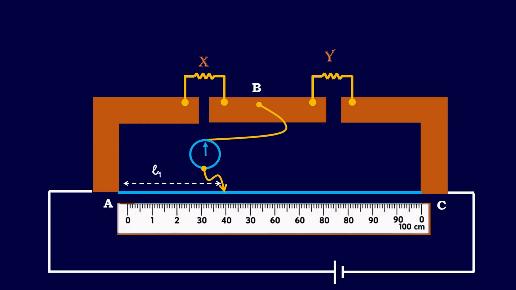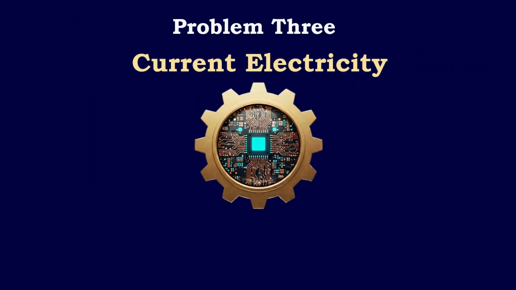Many students find meter bridge numericals confusing because they are not sure how to connect them with the Wheatstone bridge condition. In this video, we will solve the problem shown on the screen step by step and understand the concept clearly. Welcome to the Current Electricity Numerical series. This is the third video in the series.